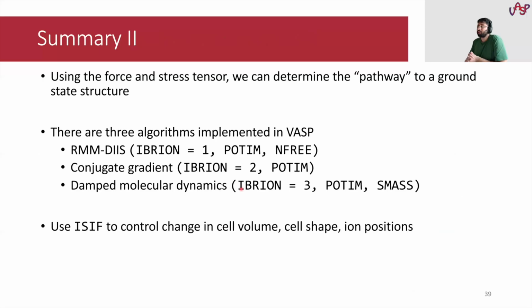So we've reached the second to last checkpoint of this presentation. We have our force and stress tensors. We can determine a pathway to a constant structure using some of the algorithms. There are 3 algorithms implemented in VASP. RMM-DIIS, IBRION 1, choose POTIM or NFREE depending on your preference. Conjugate gradient, there's IBRION 2, choose a certain POTIM, not much else you can do. Then there's damped molecular dynamics, choose IBRION 3, POTIM and SMASS, and you want to be careful in your choice here. And of course, choose ISIF to control cell volume, shape, and ion positions.